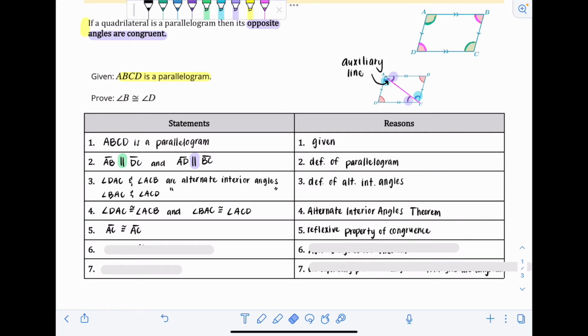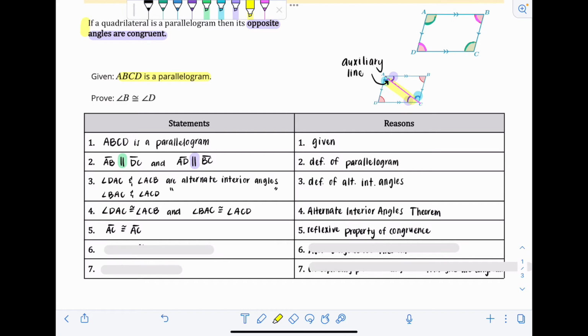I know it's not the same word, but think reflection, like if you look in a mirror, you see the same thing back to yourself. So reflection, reflexive, the reflexive property is what tells you that something is congruent to itself. So now we have those two pairs of corresponding angles that are congruent, and the included side, the side that is in between those two angles, that's congruent as well.